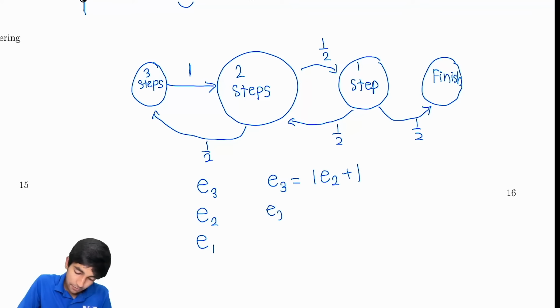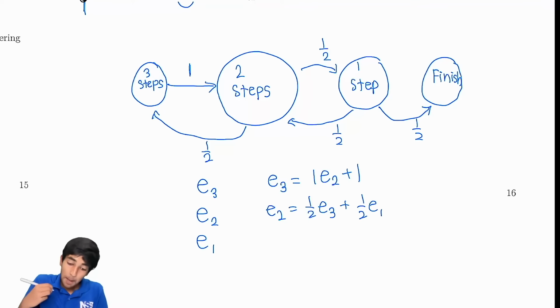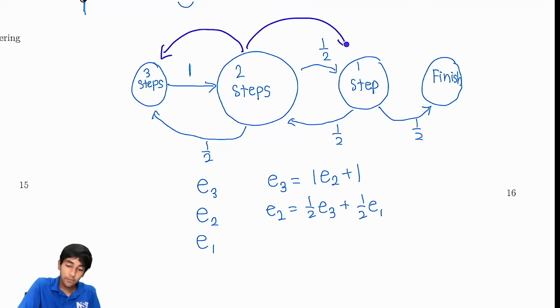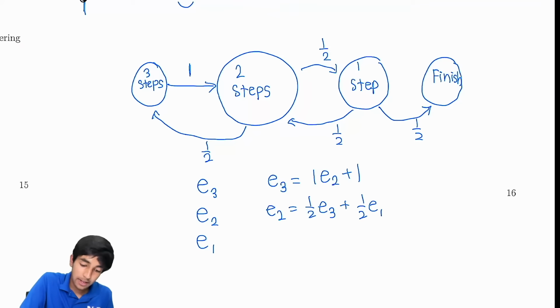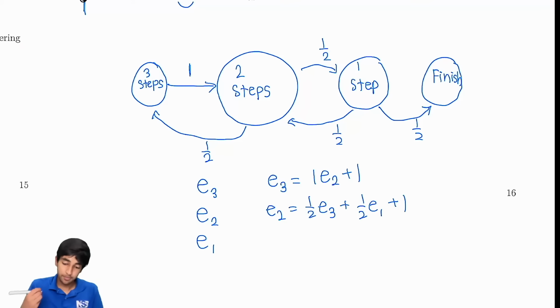Similarly, we would do something for E of 2. Let's say there's a half chance of going back to E of 3 and a half chance of going to E of 1. But there's also one additional step. This process of going to E of 3 or E of 1 takes one additional step. So the expected value at position 2 is 1 more than this. And then E of 1, same exact thing.